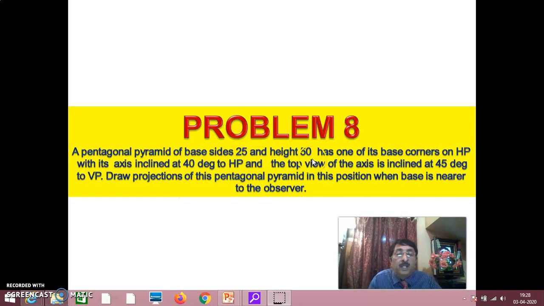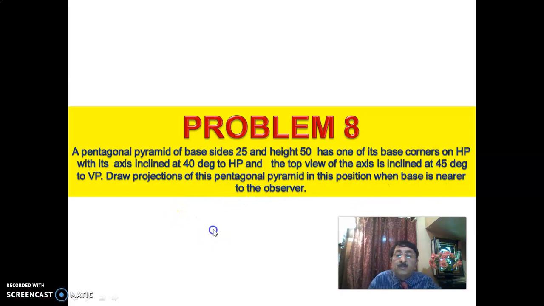sides 25 and height 50 has one of its base corners on HP with its axis inclined at 40 degrees to HP and top of the axis is inclined at 45 degrees to VP. Draw projections of this pentagonal pyramid in this position, base is nearer to the observer.